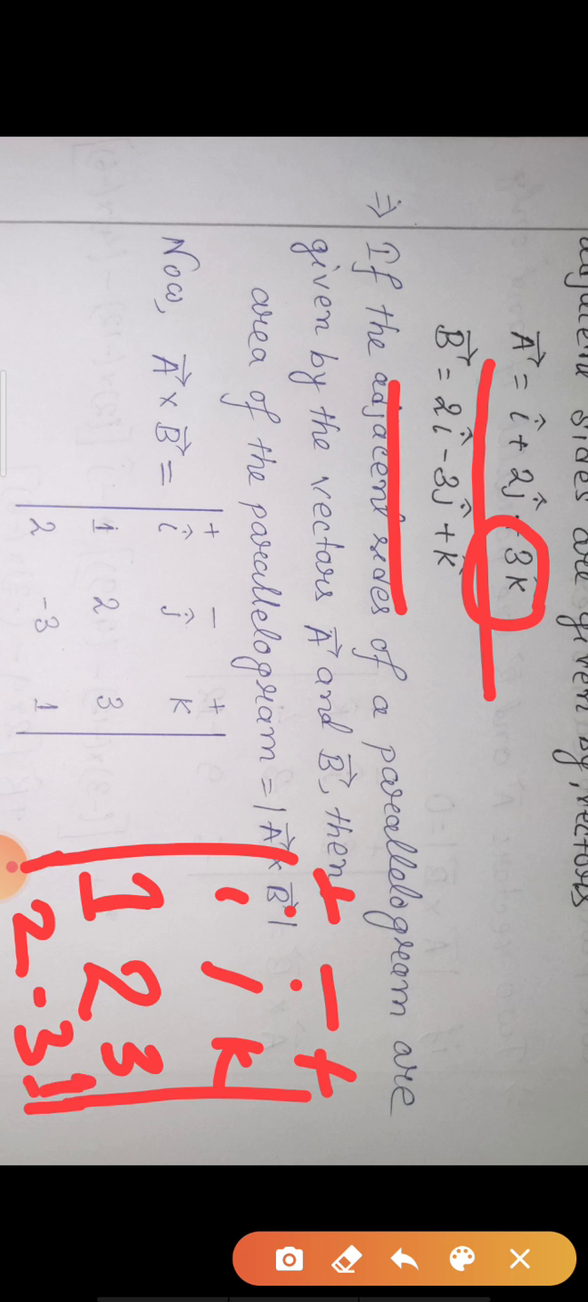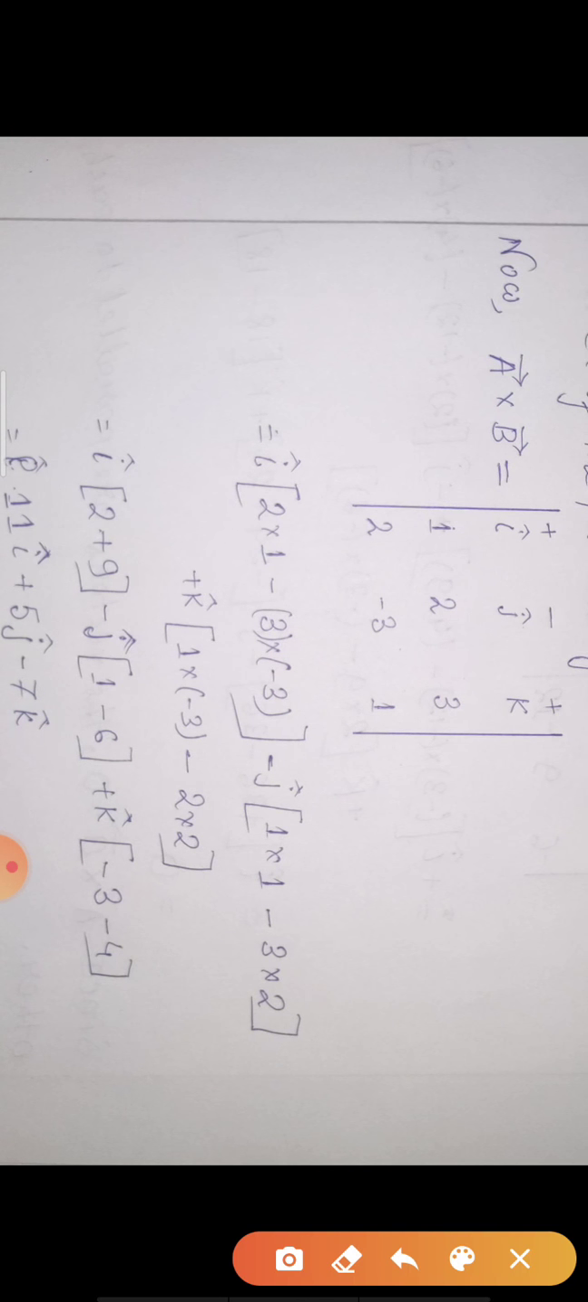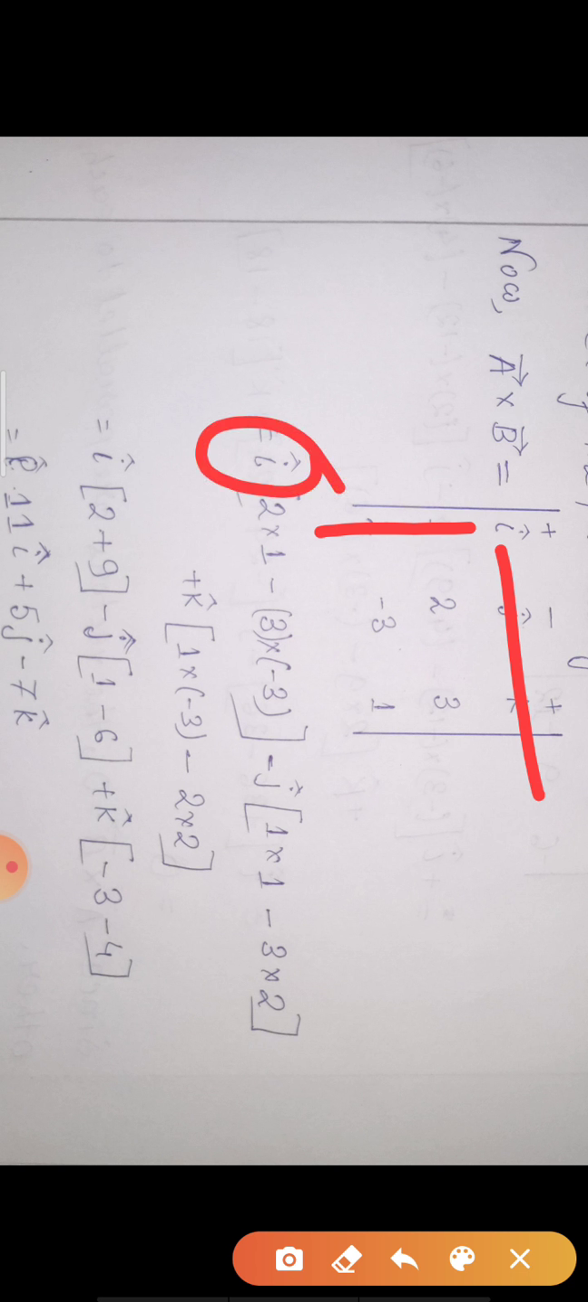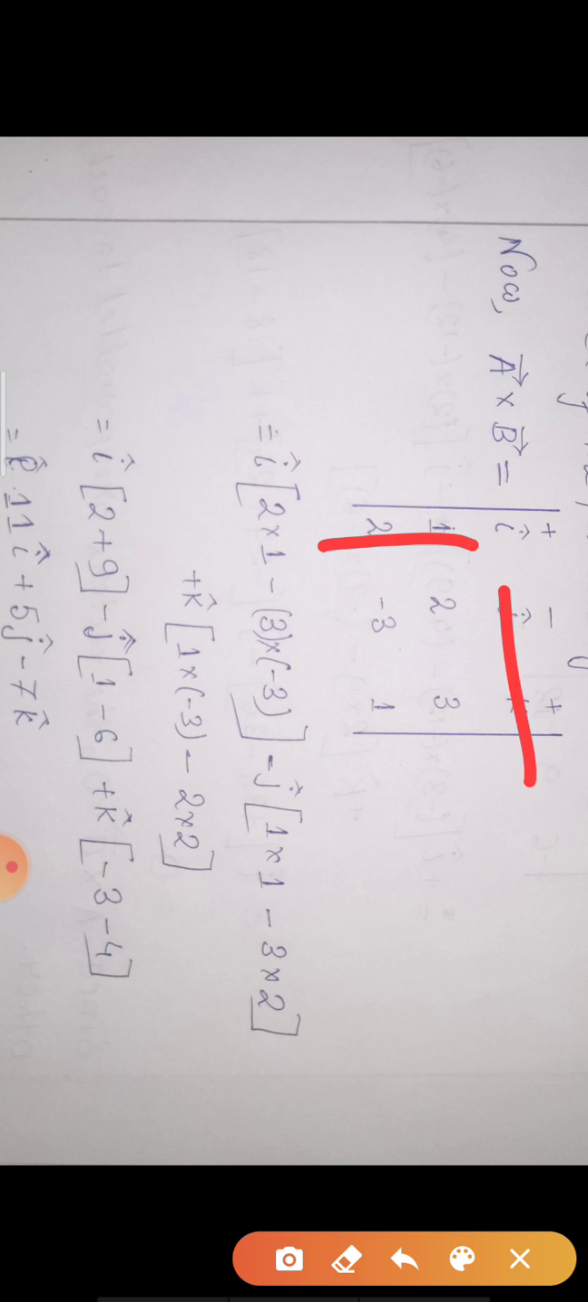Now you have to multiply. So the formula for multiplication: first take the i hat term, then remove all the terms which are in the i hat column and row. So i hat into, now top left into bottom right. Top left is 2 into bottom right is 1. So 2 into 1 minus top right into bottom left. Top right is 3 into bottom left is minus 3. Correct? Then the j hat term. So j hat is negative, so minus j hat into.